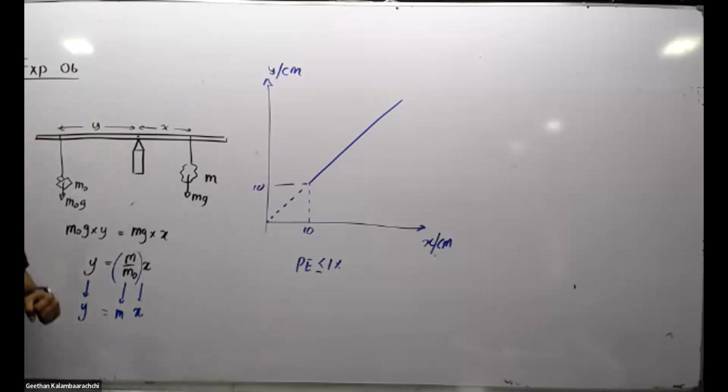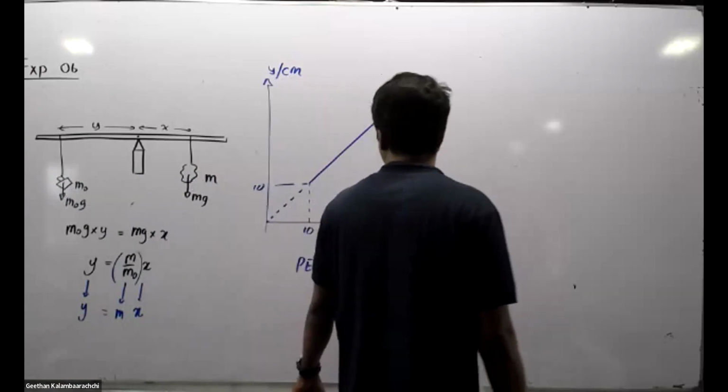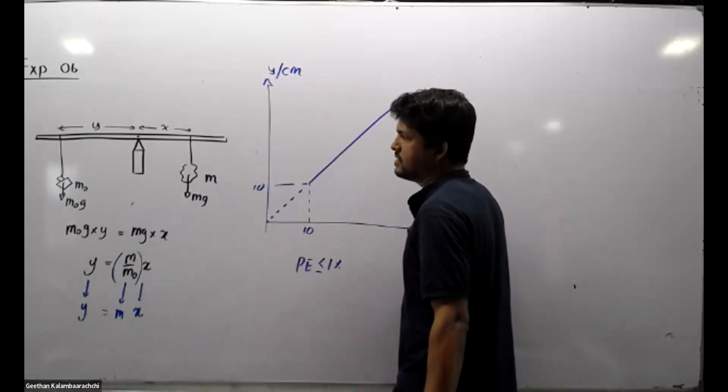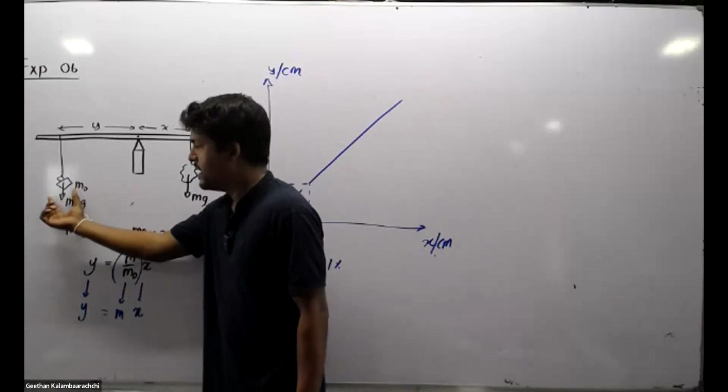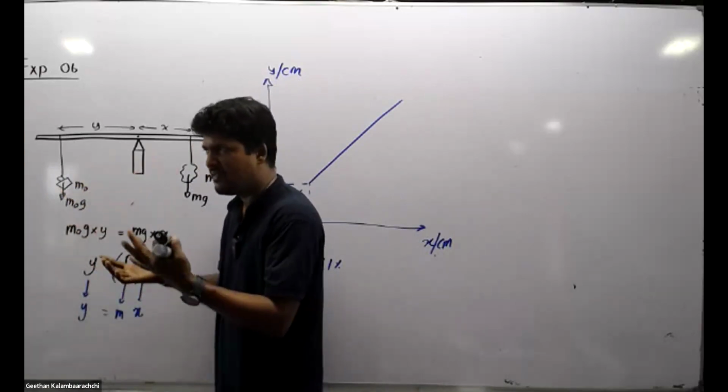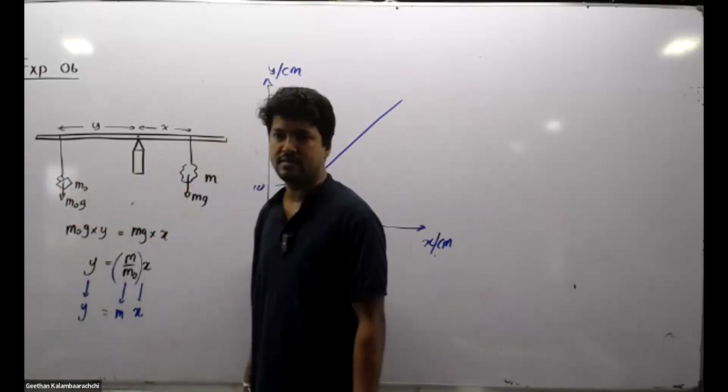And also you can't utilize the full scale. So in order to reduce that error, when you select your known mass, you have to select the known mass in a way it's nearly equal to the unknown mass.